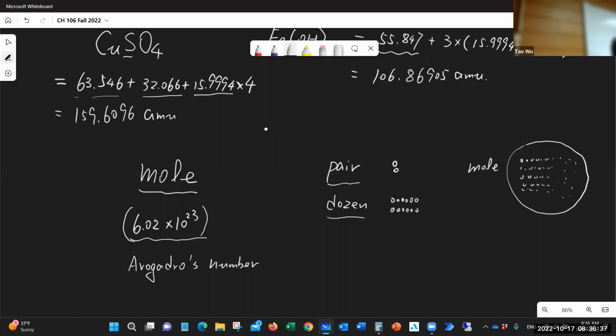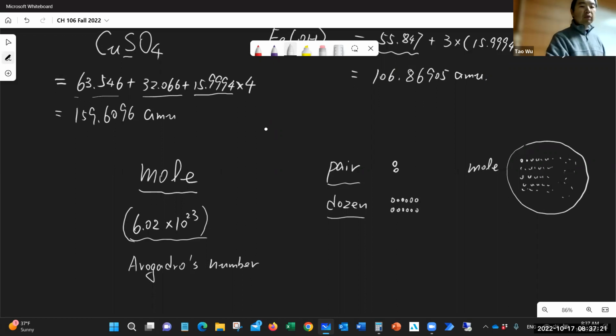Because the mass of a pair of atoms is still very, very small. You cannot use your balance to measure a pair of oxygen gas molecules, or a pair of copper sulfate. It doesn't matter what kind of compound, a pair of those molecules you can never weigh. You cannot do a dozen either, it's still very small. But if you weigh a mole of that, you definitely can use your balance to measure a mole of that stuff. So this is why we're using this.